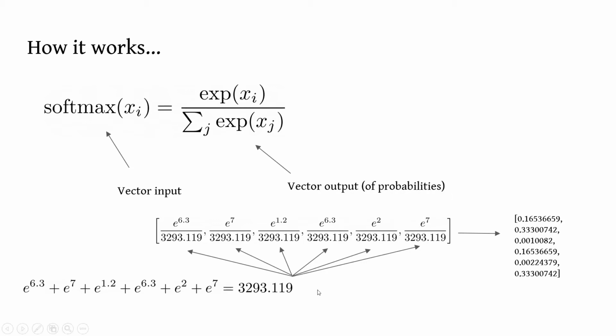So to give you more of an intuition, here I am simply taking e to the power of every element in the input vector, and this is using the input vector from the previous slide, and we're getting 3,293.119. Then to construct our probability vector, we're taking e to the power of each element here, but in this case, we're now dividing it by this sum, and we're creating our probability vector, and this is the same vector as last time.